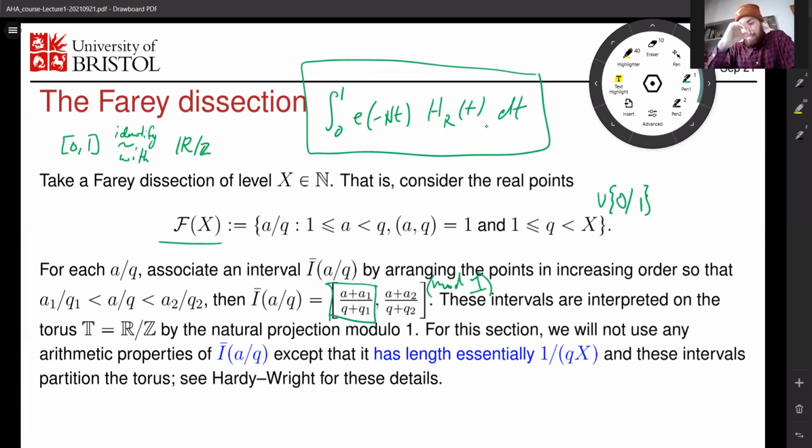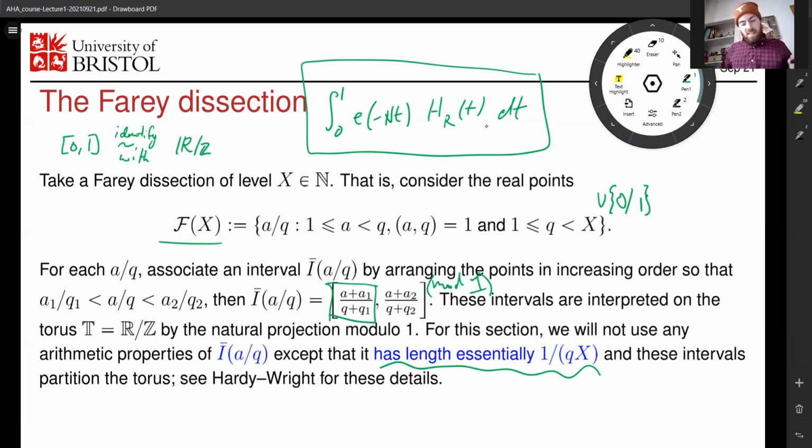That is a nice elementary exercise in number theory that you can also find in Hardy and Wright. And I'm also going to take for granted an additional exercise, that each of those arcs has length about 1 over qx, where q is that denominator, and x was the height or level of the Fourier dissection. I'm just using this to cut up the torus, so that I know I have this length roughly for each of these arcs. The precise endpoints won't really matter much for us.